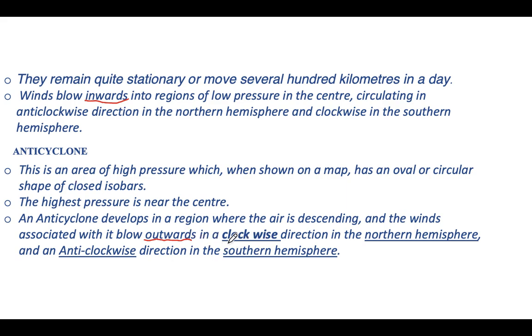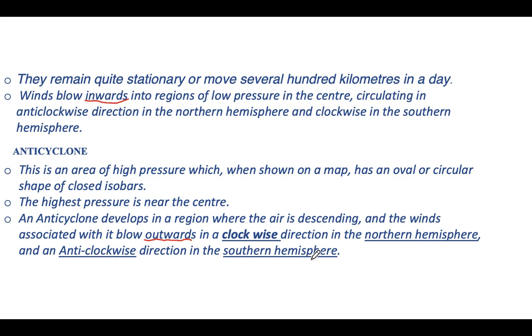We have to know that the flow in an anticyclone goes clockwise, for example, in the northern hemisphere, and anti-clockwise in the southern hemisphere. So you need to know the hemispheres where the cyclones and anticyclones go. Clockwise in the northern hemisphere and anti-clockwise in the southern hemisphere.